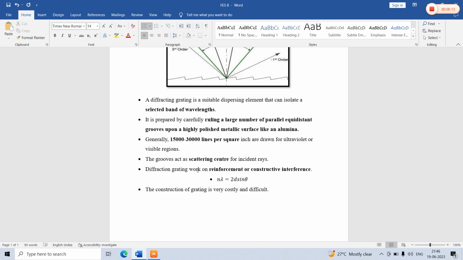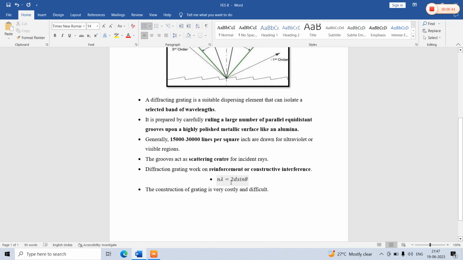Whatever radiations are incident on the diffraction grating, constructive interference then takes place on the surface of the diffraction grating, especially on the alumina surface, because a number of lines have been drawn on it. These lines are nothing but the grooves per square inch, and that gives the best result in the analysis. Now the reinforcement or constructive interference has the equation n lambda is equal to 2d sin theta.